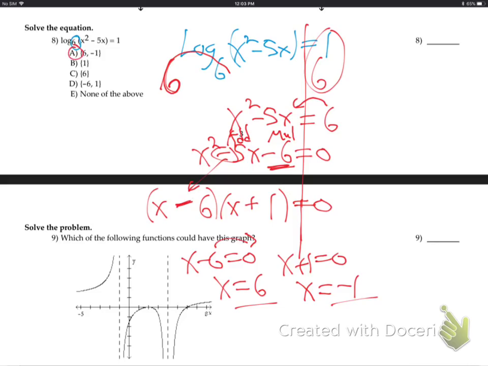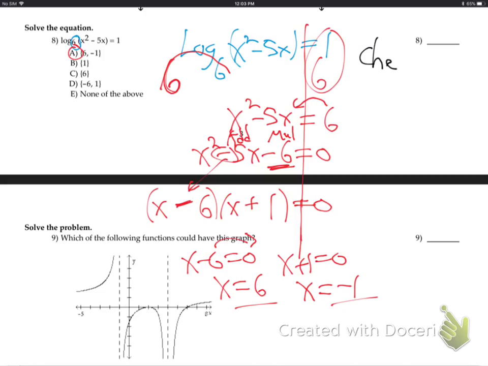So A. Except log questions have to be checked. You know what I mean? Do you remember that from logs? You have to check them, meaning if I put in the negative 1 and it makes the inside of the log negative, or 0, then I got to throw it out, and the answer is going to be C, just the 6. So you got to watch out. Wouldn't it be a bummer to do all that good work on a log question and then forget to check it right at the end and get it wrong? So we got to check it.